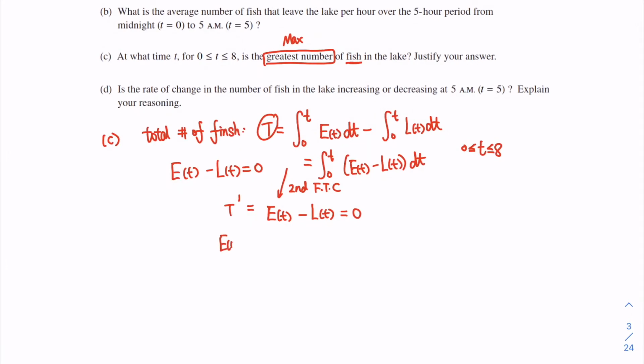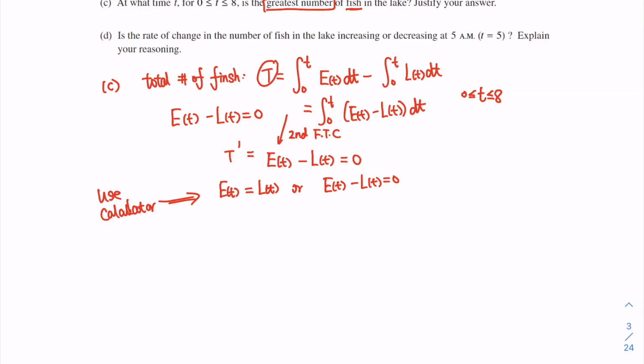So we just need to solve e to the t equals r of t. It's up to you, you can do either way. Use your graphing calculator. Once again, you can treat t as x. So after we solve this, we get t equals 6.2036.